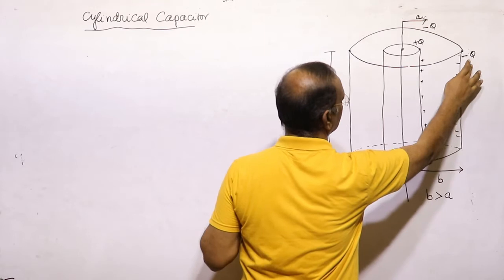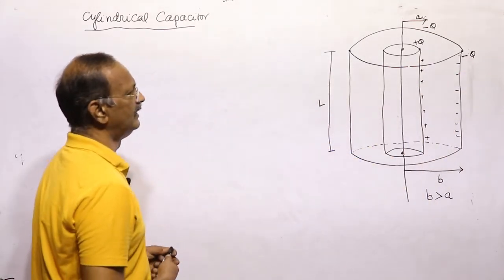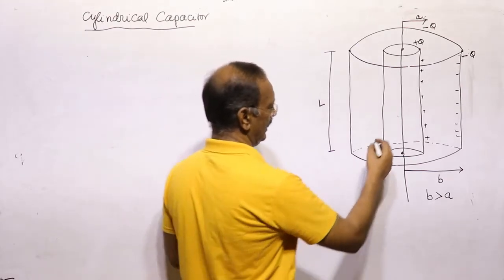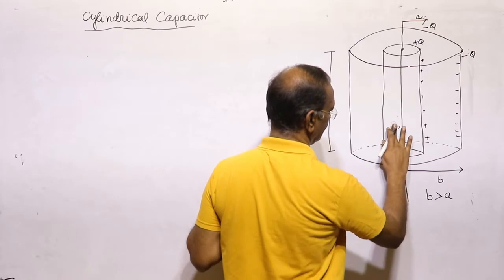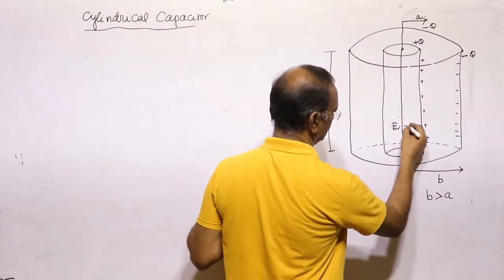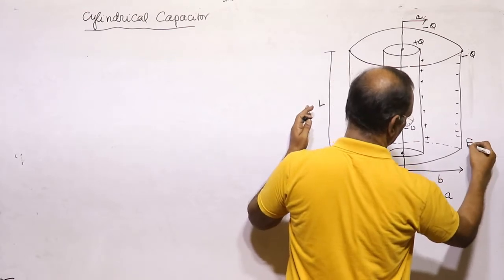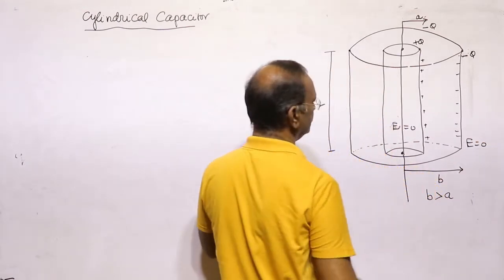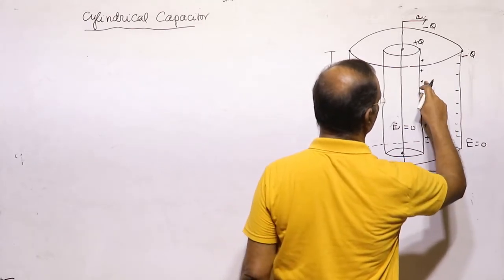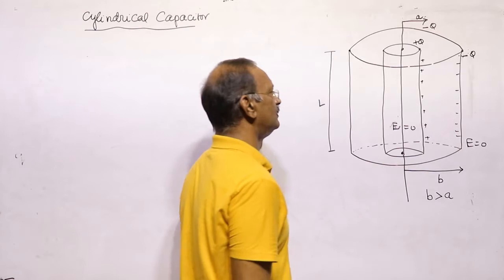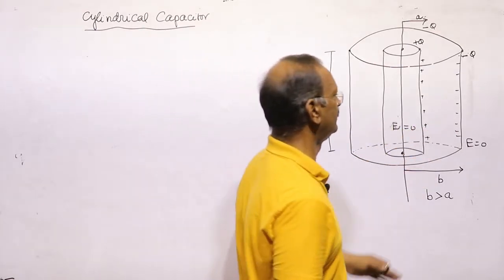The outer cylinder is given a charge of minus q and the inner cylinder is given a charge of plus q. Since it is hollow, the electric field inside is equal to 0, and the electric field outside is also equal to 0, because if you construct a Gaussian surface outside, the net charge is plus q and minus q, which is equal to 0. So if the net charge is 0, the electric field outside is also 0.